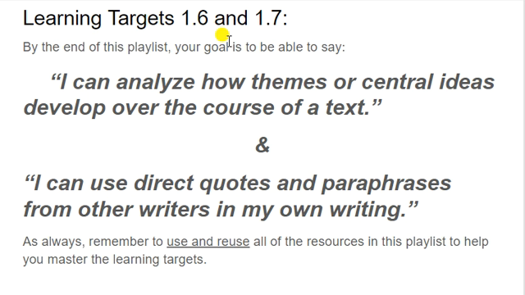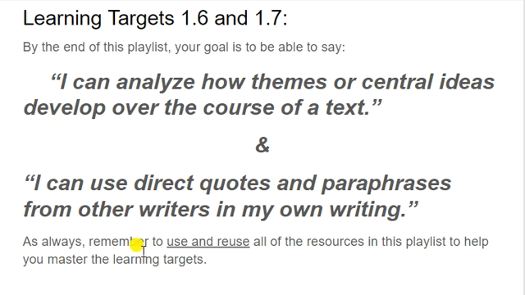Okay, these are learning targets 1.6 and 1.7. By the end of this playlist, so this is a 2-for-1, you will be assessed for not one, but 2 different learning targets. So 2 grades in the grade book for this learning playlist. By the end of this playlist, your goal is to be able to say, 1, I can analyze how themes or central ideas develop over the course of a text. And 2, I can use direct quotes and paraphrases from other writers in my own writing.